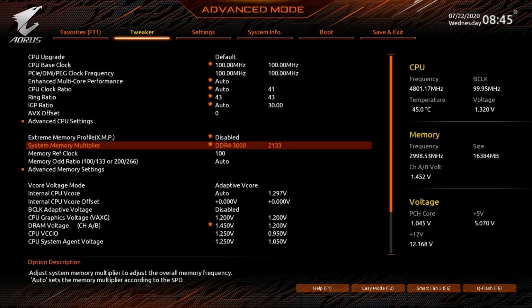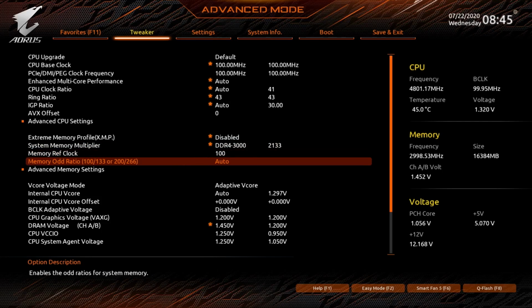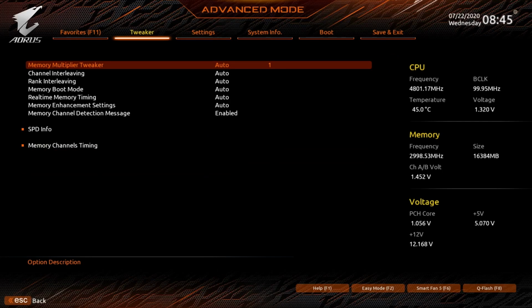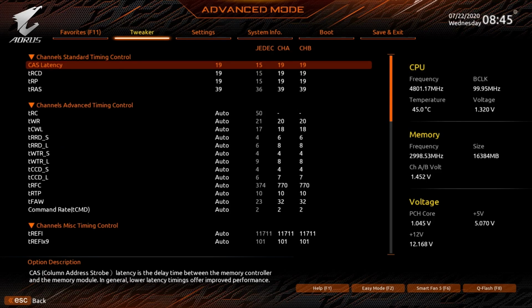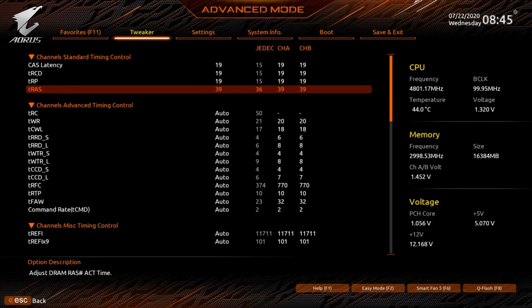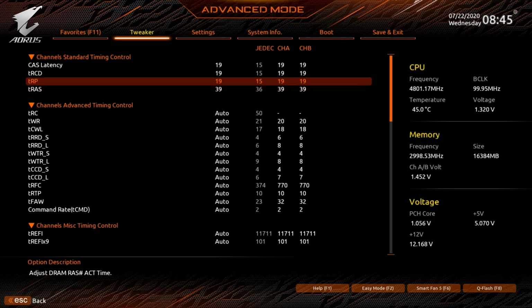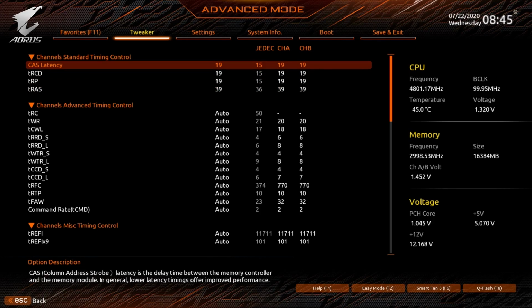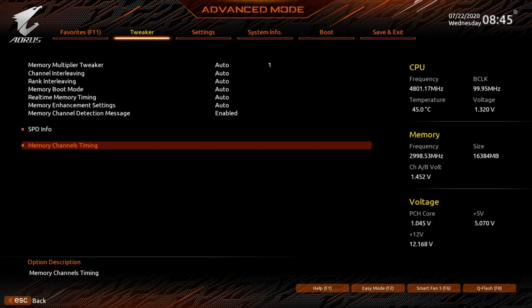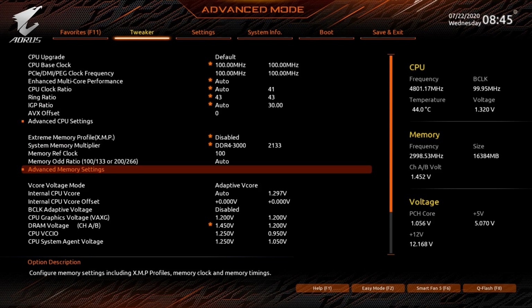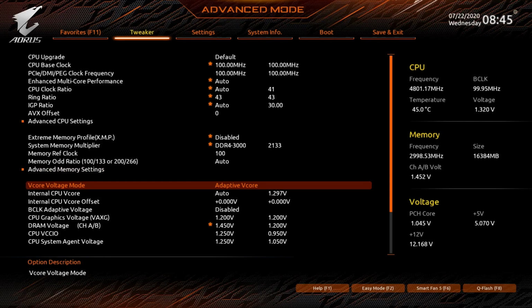I set the memory speed to 3000, very low speed, just so we don't have to worry about memory affecting our stability at this point. And I set the timings at the default timings for the DDR4 4400 speed, which this memory kit is rated for. We'll be messing with that later on once we overclock the RAM, but we don't do that until the CPU overclock is done.